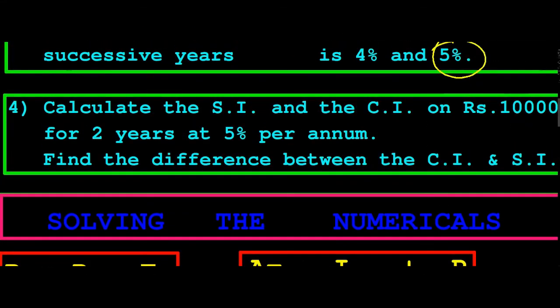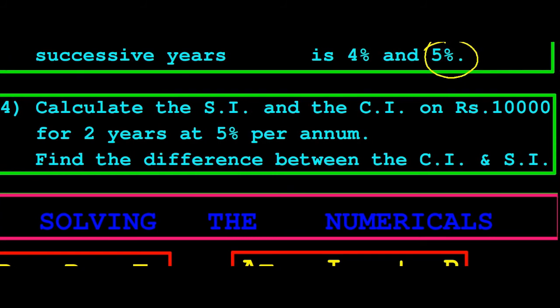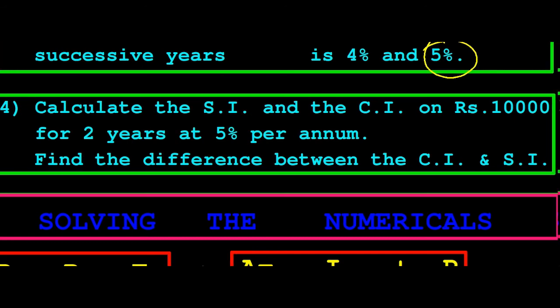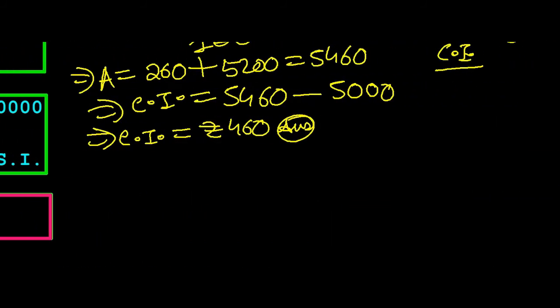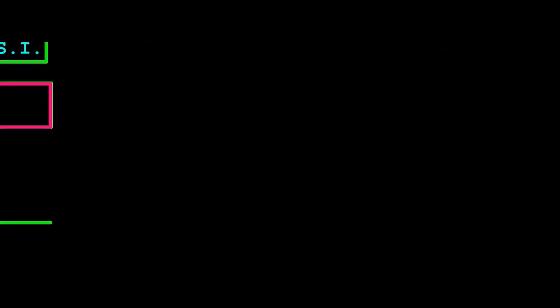Sum number 4. Calculate the simple interest and the compound interest on rupees 10,000 for 2 years at 5% per annum. Find the difference between the compound interest and simple interest. So friends, in this sum we have to find the compound interest as well as the simple interest. Okay, so we'll do sum number 4 here.